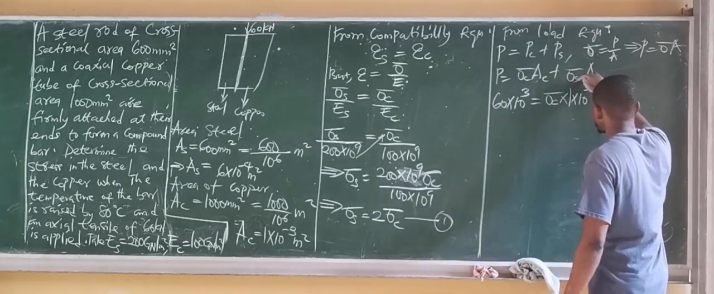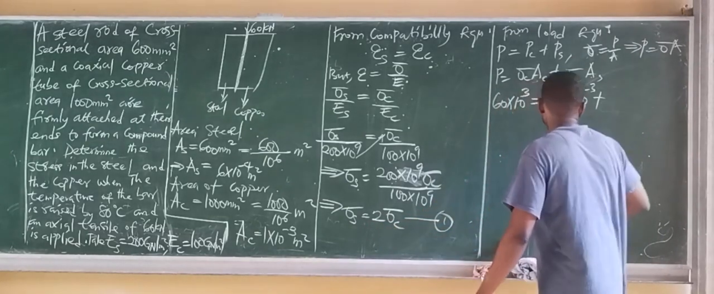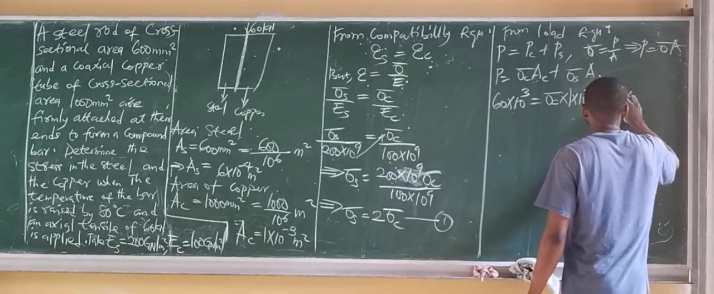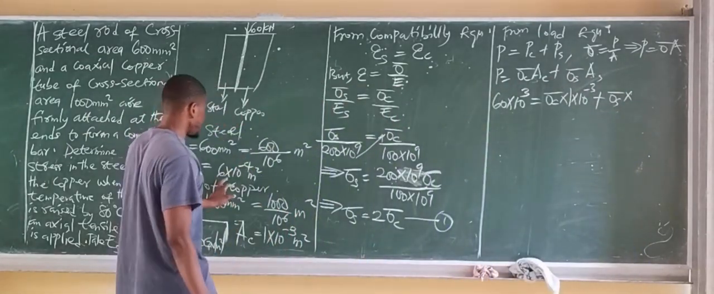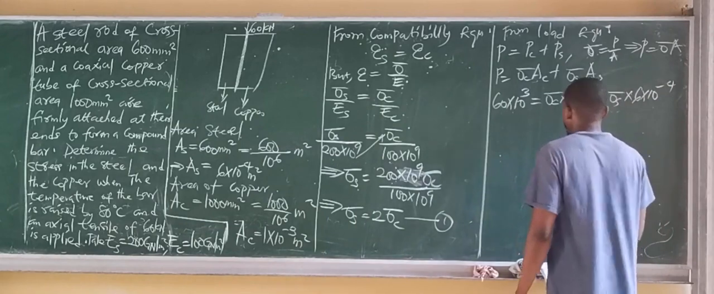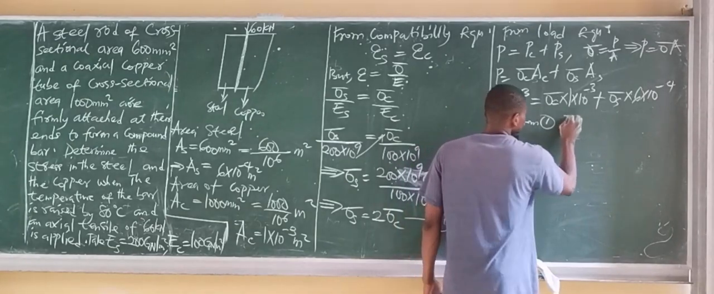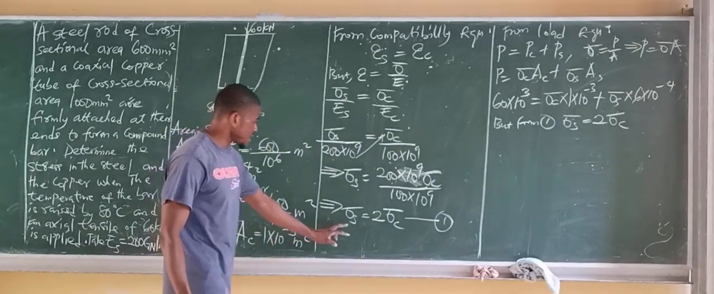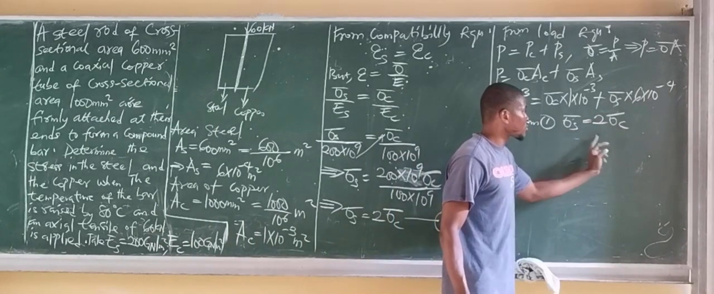Plus, next is the load of steel. But recall the stress of steel from equation 1. Okay, let's put it down. Stress of steel times area of steel. The area of steel was given as 6 by 10 to the power minus 4. Now, what we recall from equation 1 is that the stress of steel is 2 times the stress of copper. So in place of the stress of steel, we'll simply replace it with 2 times the stress of copper.